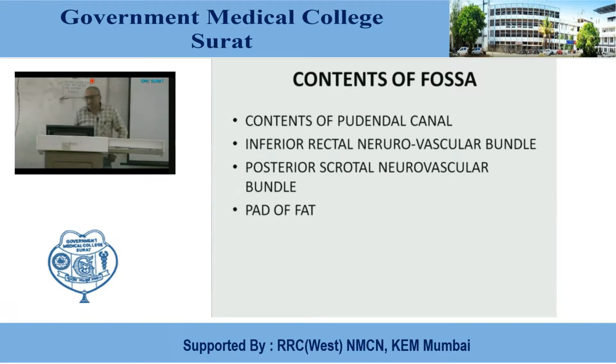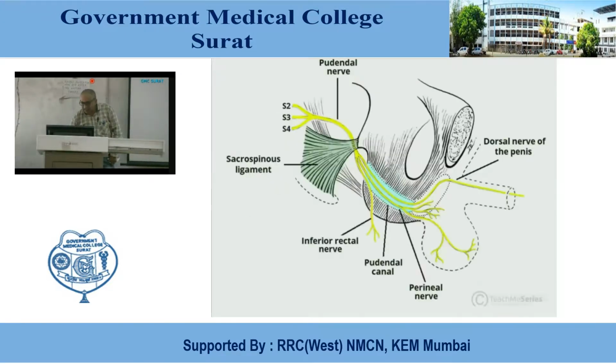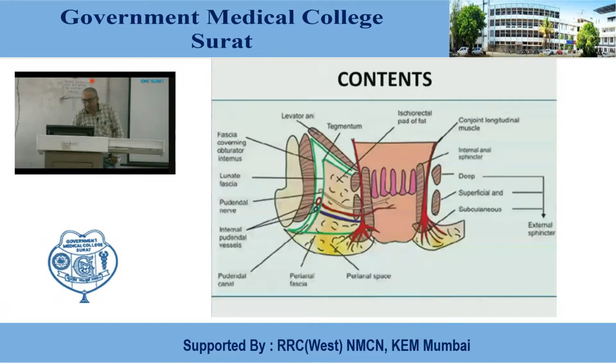Then the next one is the inferior rectal neurovascular bundle, which we have also discussed. The inferior rectal nerve is a branch from the pudendal nerve, and the inferior rectal vessels are branches from the internal pudendal vessels. While the neurovascular bundle courses through the pudendal canal, they give rise to the inferior rectal neurovascular bundle, and as I have shown in this figure, it passes from lateral to medial to reach the target.